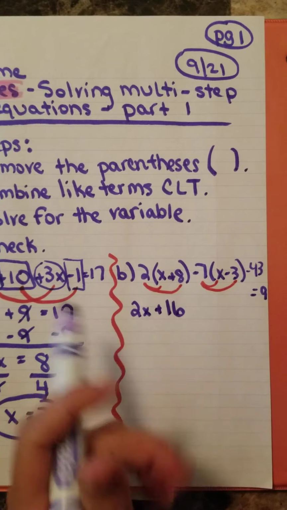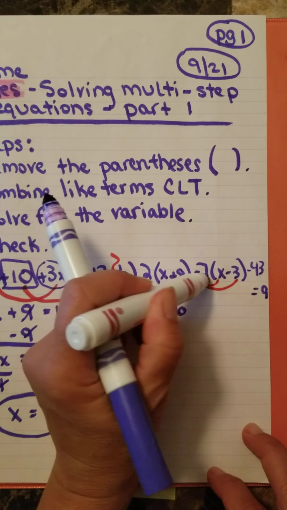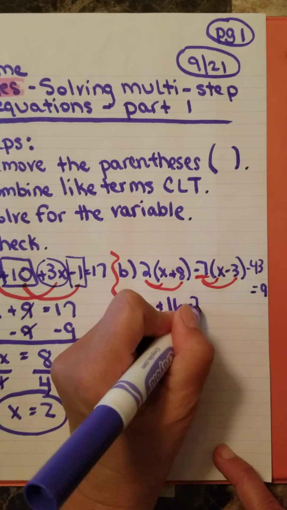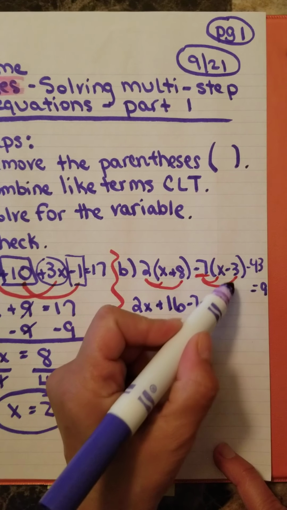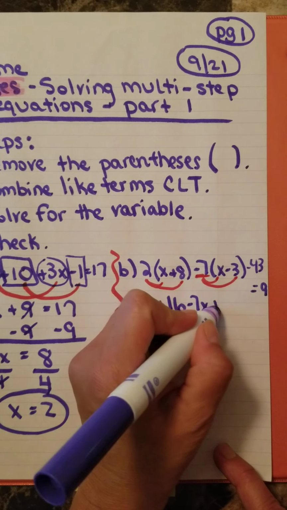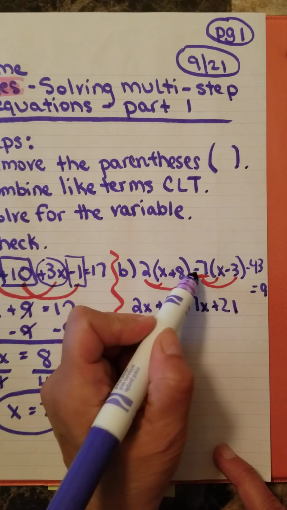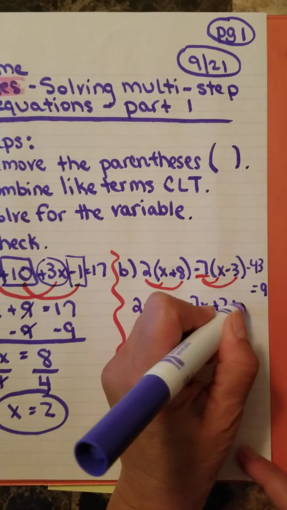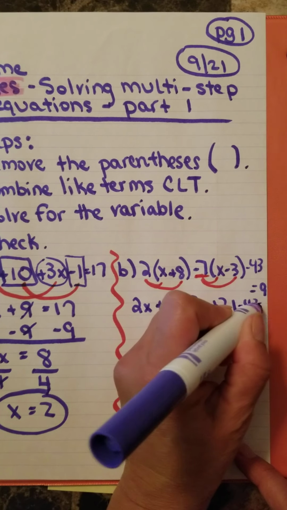Over here, I'm not multiplying by 7, I'm multiplying by negative 7. So negative 7 times x is negative 7x. Negative 7 times a negative 3 is a positive 21. I have to think of the signs going in front of it as attached. Then I bring down the rest. Minus 43 equals 9.